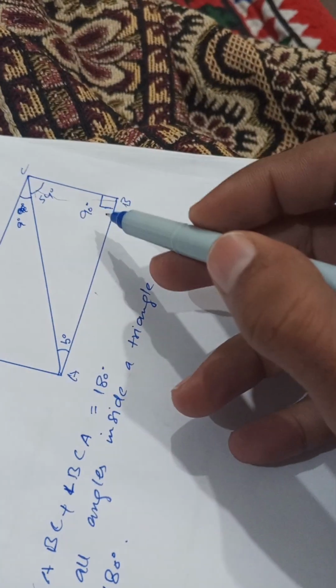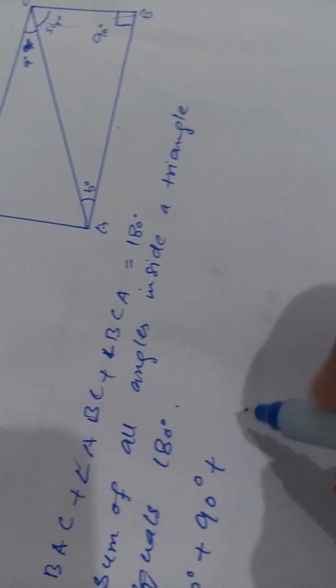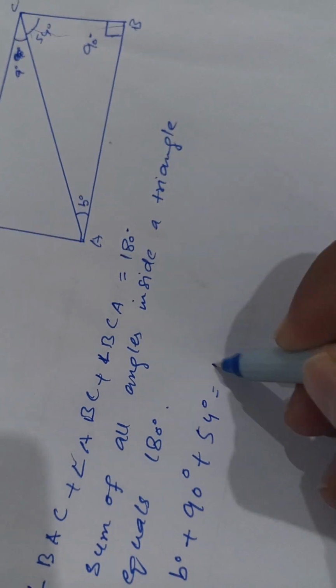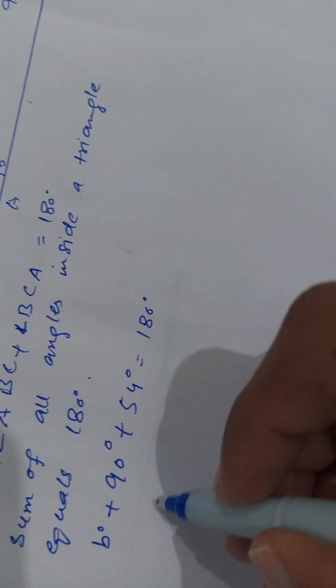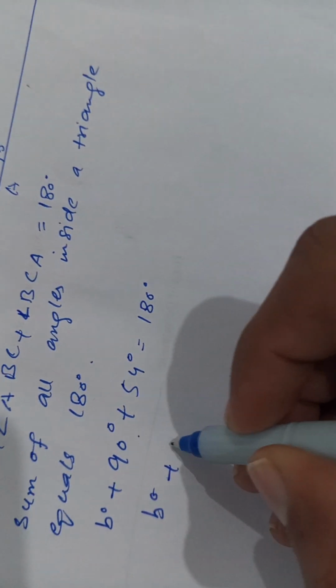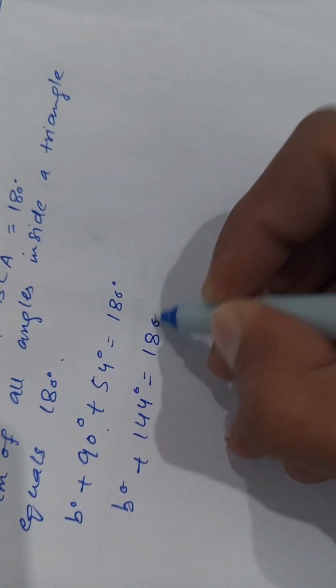Plus angle ABC, this is 90 degree. So 90 degree plus the value of BCA, so here it's BCA, and its value is, instead of writing BCA, I'll write 54 degree. That will equal 180 degree, right? So now I'll sum these angles up. So B degree plus 90 and 54 equals 144 degree, and B equals 180 degree.